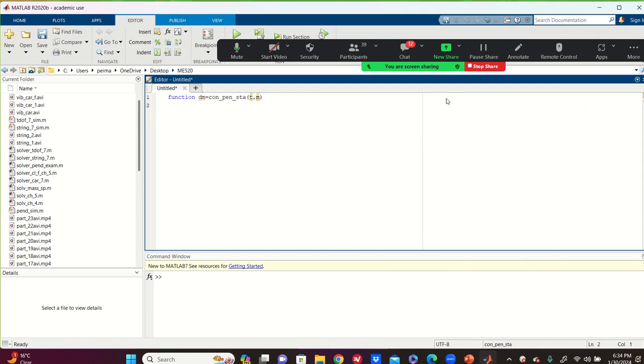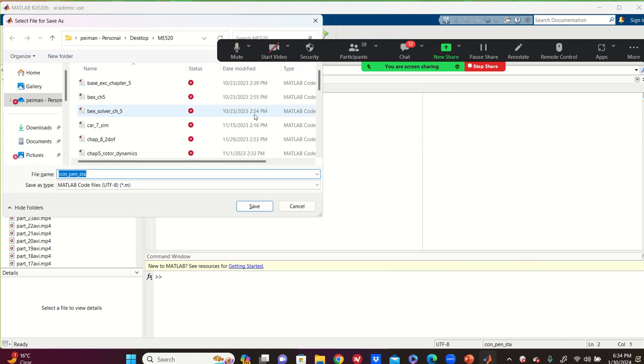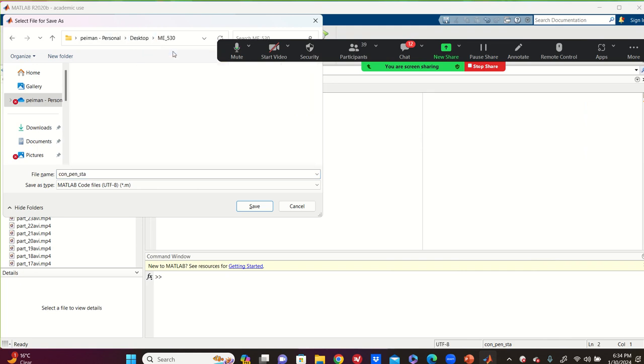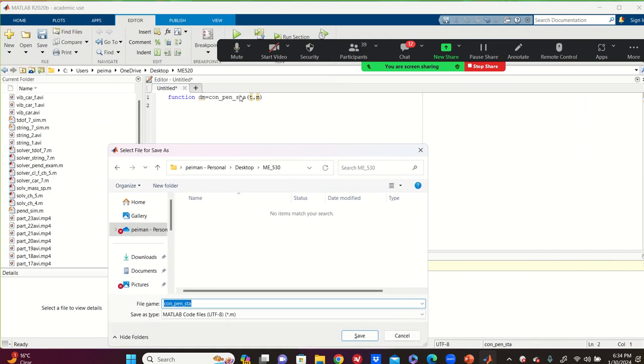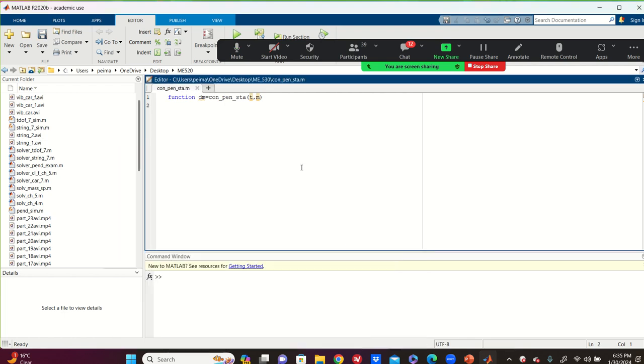You have to save this. When you press Control S, save that, and then I'm going to go to ME530, and this name must be exactly, guys, this name exactly. If they are not, it's going to give you a syntax error when you run your code in MATLAB. You got it, everybody? This name must be exactly this name. Don't change it.